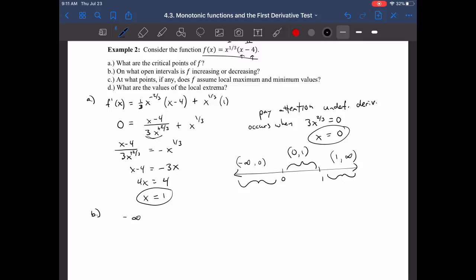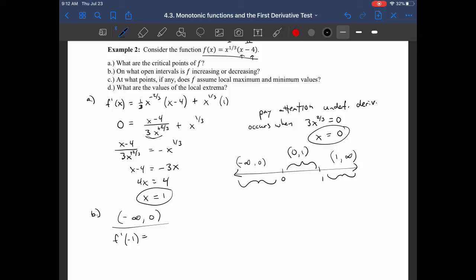So let's look at negative infinity to 0 first, that open interval. When we look at that one, we can do the derivative f prime of something to the left. So just to make this simple, let's just do -1. In fact, I don't even really need to work out the whole problem. All I really need to do is take a look at what's going on with the signs of these things. You can plug it in if you really want to, but you don't necessarily have to plug it in.